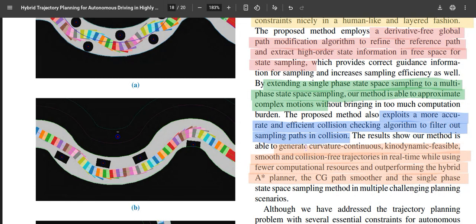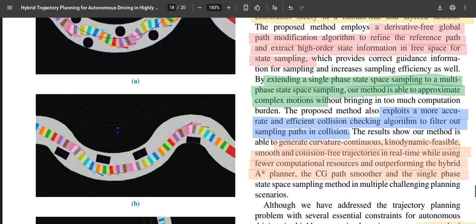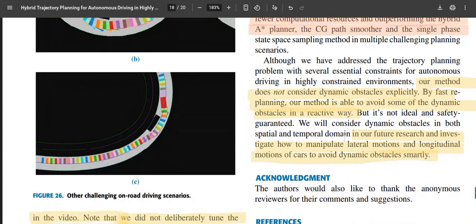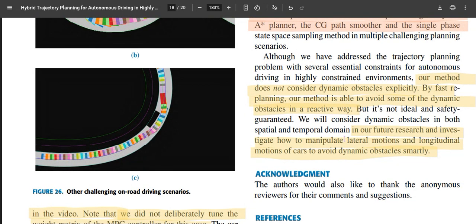Also they have separated the velocity computation from the state space coupling, and they have used optimization-based velocity computation. They also compared the results with the hybrid A star and CG in a simulation environment, and claimed that this method is giving a very short length and efficient time occupation.